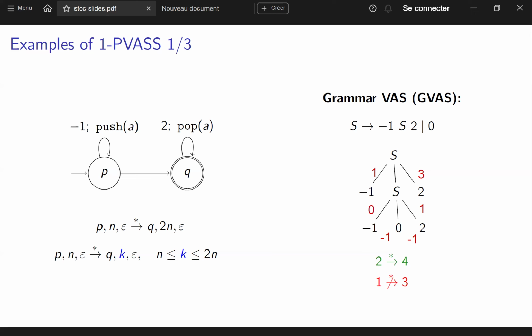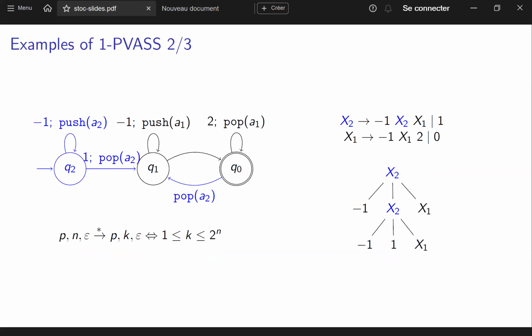Now we can make this example a bit more complex. I give you both a pushdown VAS and the new grammar VAS, but I prefer to explain with the pushdown VAS. In blue, you have a new state and new transition. You also have a new stack symbol, A2. Intuitively, this new symbol is a ticket that allows you to do one round of the previous pushdown VAS. In order to go to Q1 for the first time, you need to give one ticket. And once you reach Q0, in order to go back to Q1, you also pay one ticket.